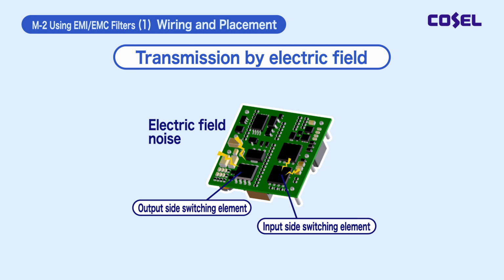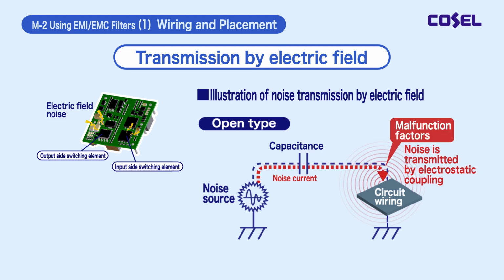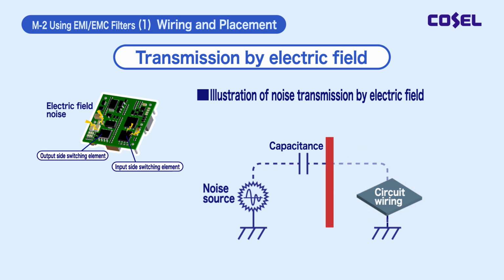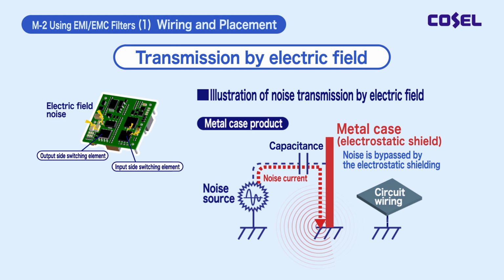Next, I'll explain transmission by electric field. Electric field noise is generated by switching elements and circuit patterns with high voltage amplitudes. For example, the inverter voltage amplitude of a DC-DC converter with 24 V DC output is approximately 70 volts, and the electric field noise is transmitted through the capacitance of the source components. However, electric field noise can be reduced by connecting the metal case and circuit patterns to a stable potential.